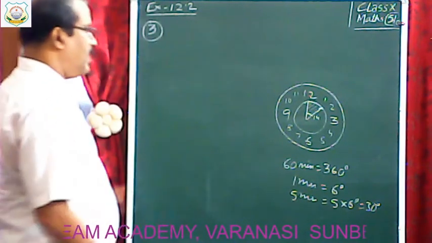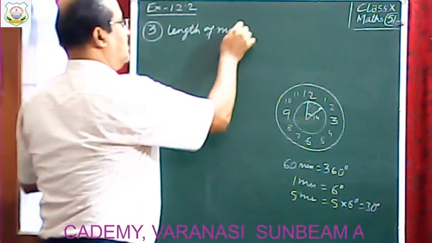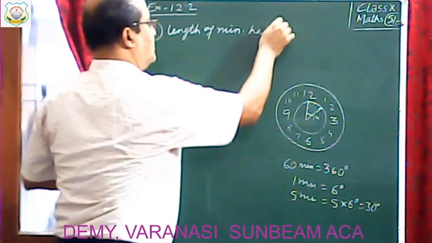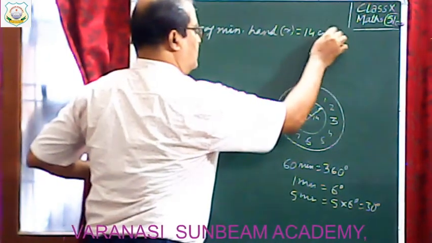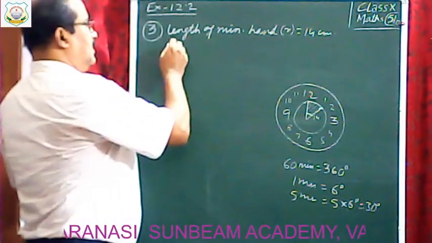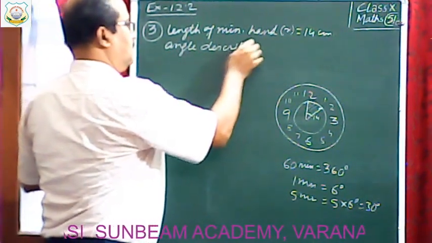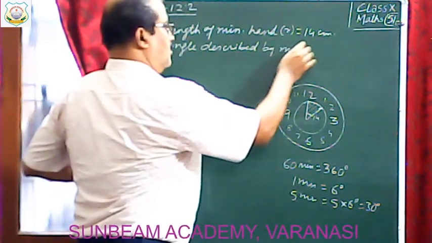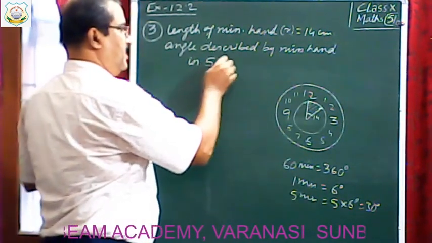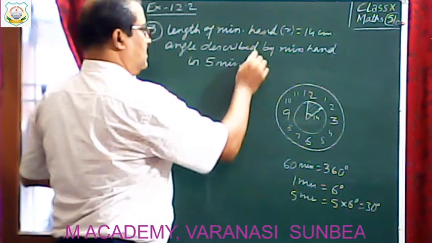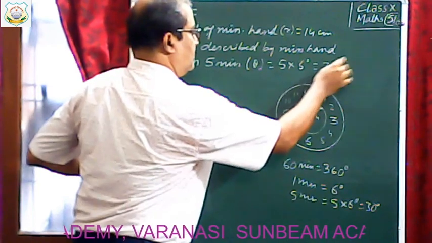Okay, so first of all you have to write length of minute hand, radius, that is equal to 14 centimeter. Thereafter the angle described by the minute hand in 5 minutes. 5 minutes is given, that is denoted by theta. 5 into 6 degree, that is 30 degree.